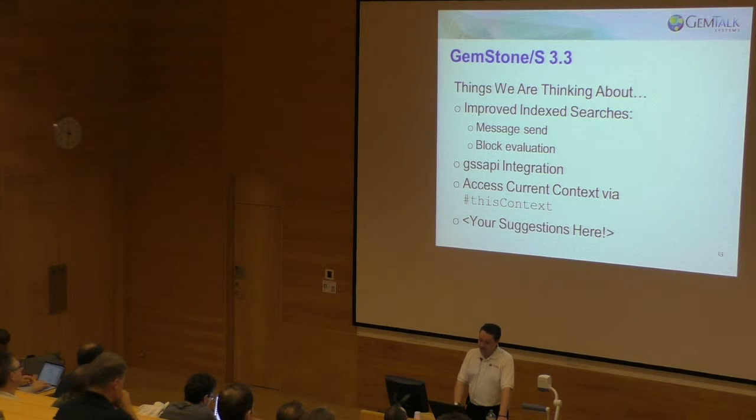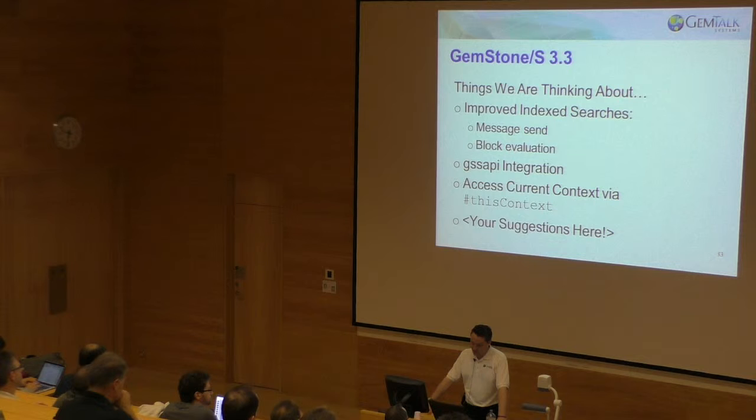More index searches. There's always more to do with indexes, as Dale can tell you. Block evaluation and message send evaluation on index pass is a harder problem, but it may be possible. So currently we only do index searches based on structural access, which means the value of an inst var, because we have to know the offset and the object to look at and so on. But what if you could do it with a block, or instead of structural access, a message send, which might be different for every object? Again, that's a harder problem, but it may be possible.